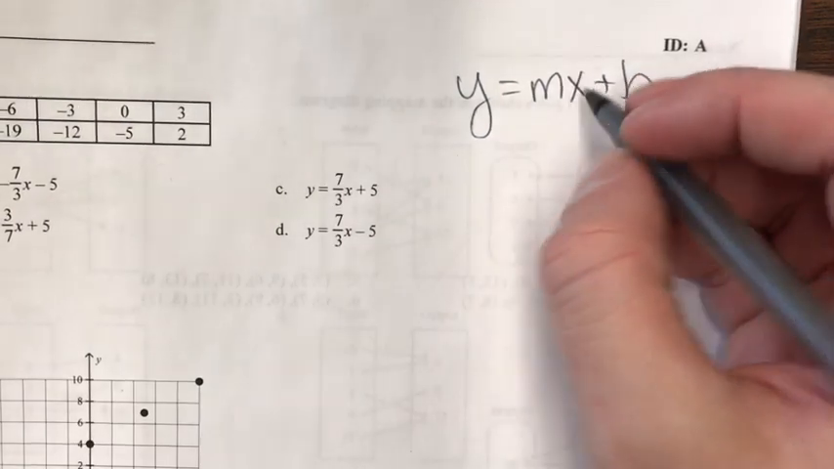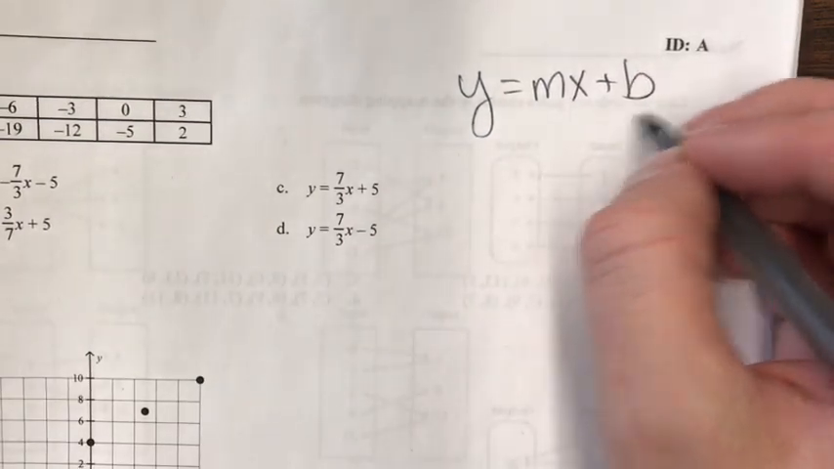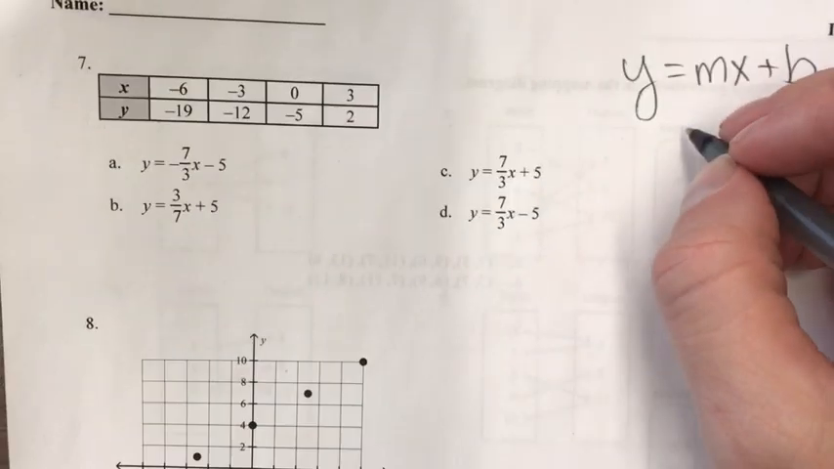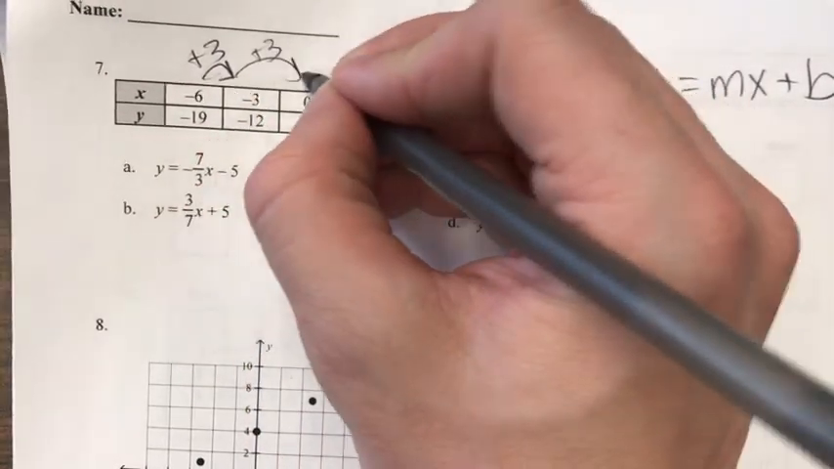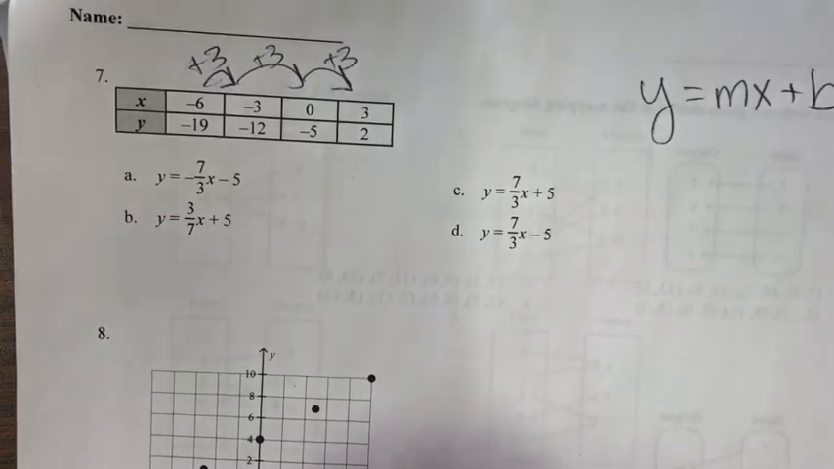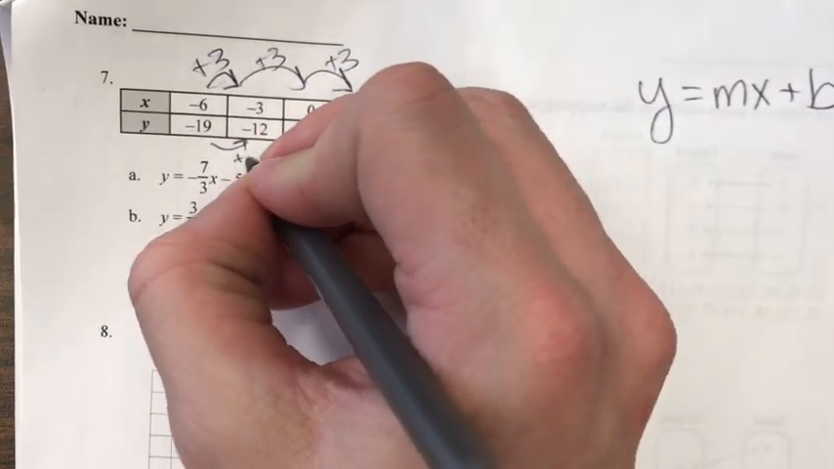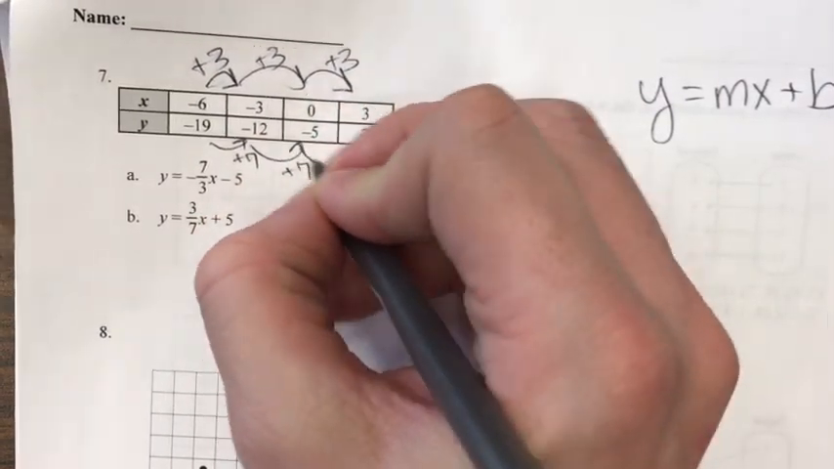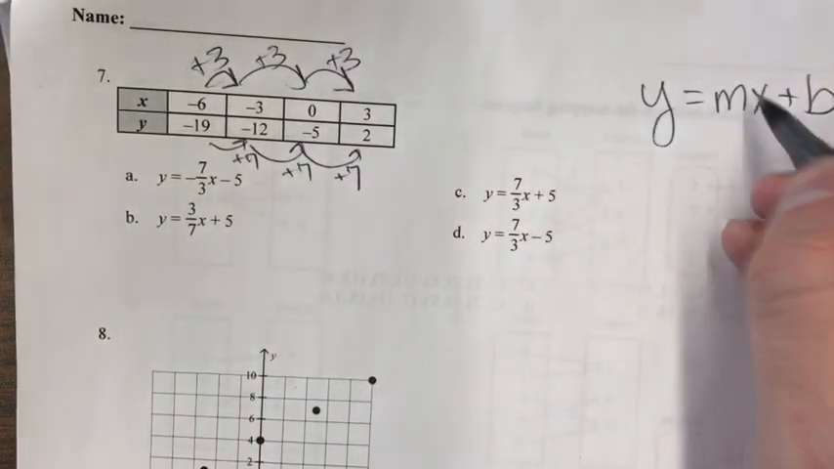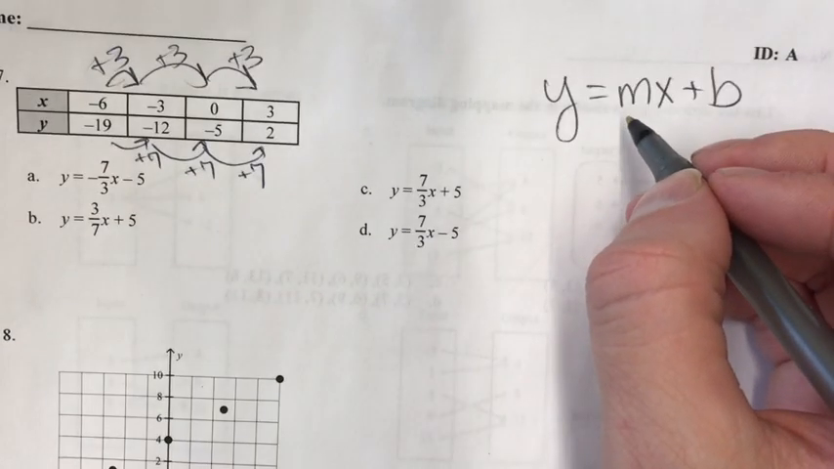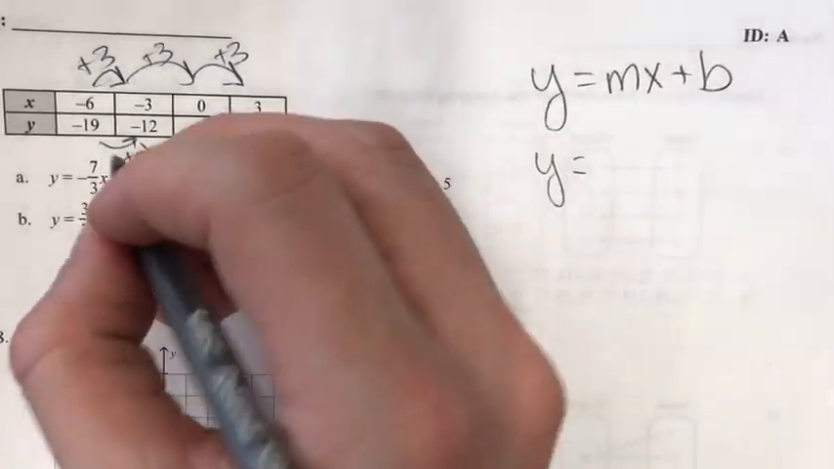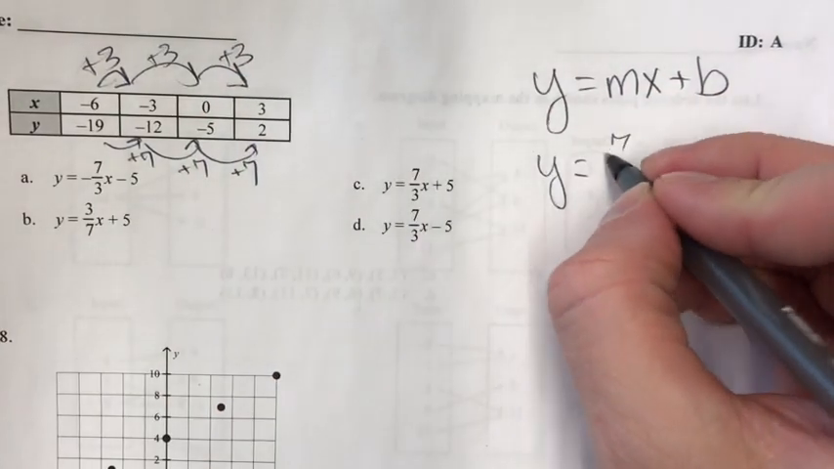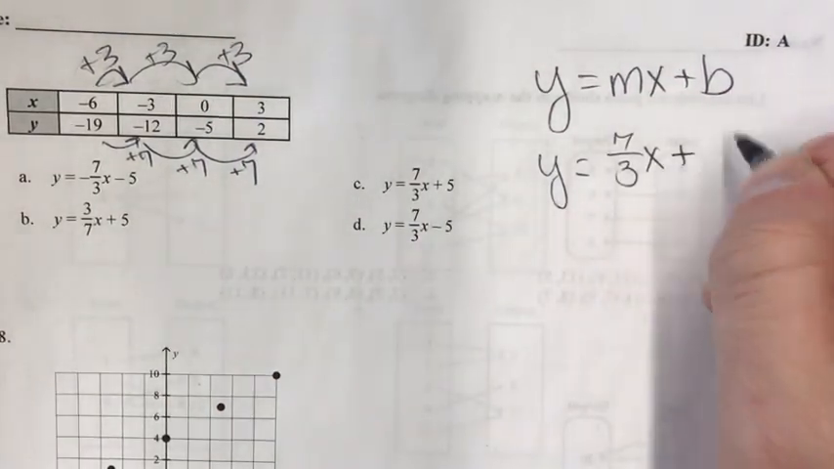Y equals mx plus b, where m is my slope and b is my y-intercept. Okay, so let's find the slope. My change in x is add 3, add 3, add 3. My change in y is add 7, add 7, add 7. Okay, slope is rise over run, so y's over x. So y equals rise over run, 7 over 3, x plus my y-intercept.